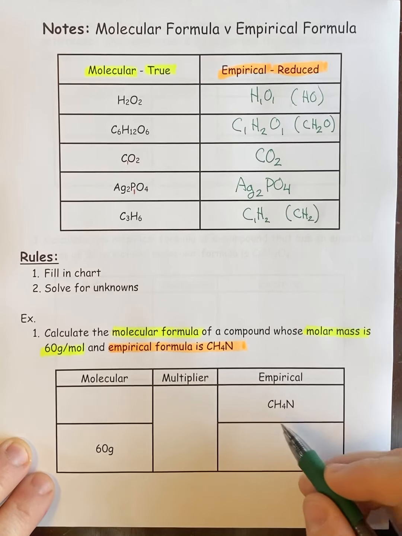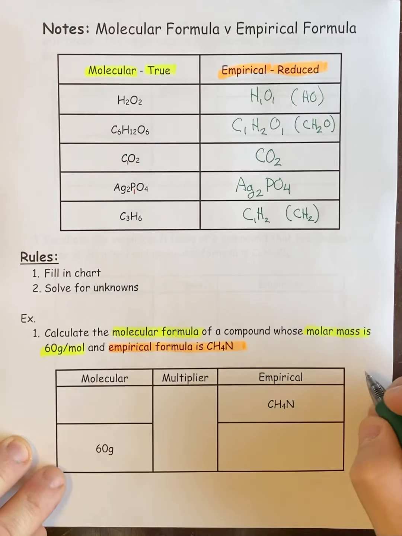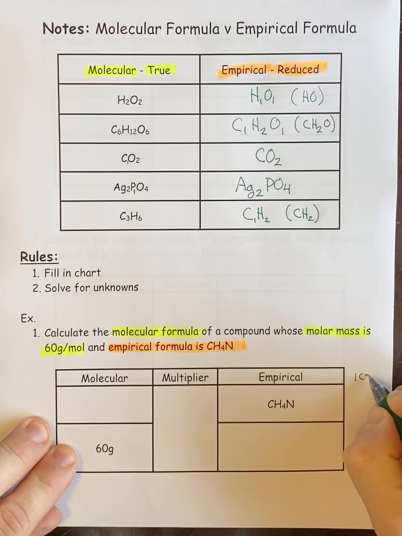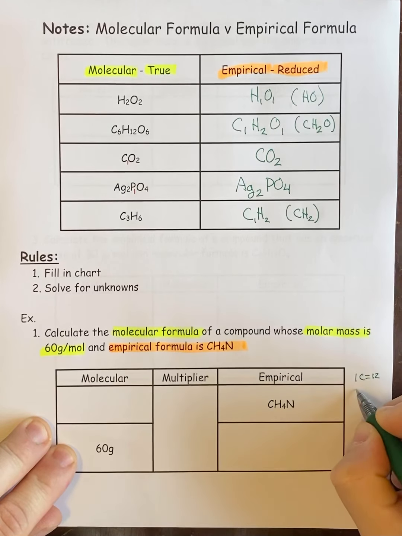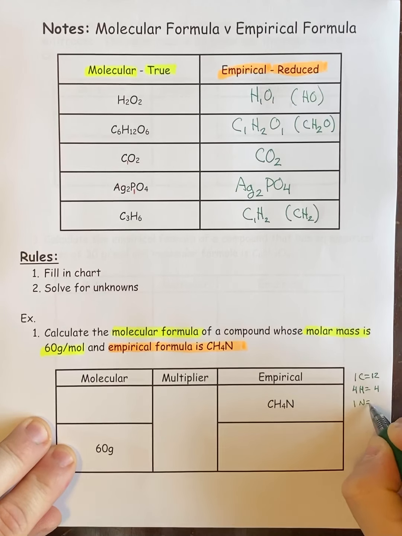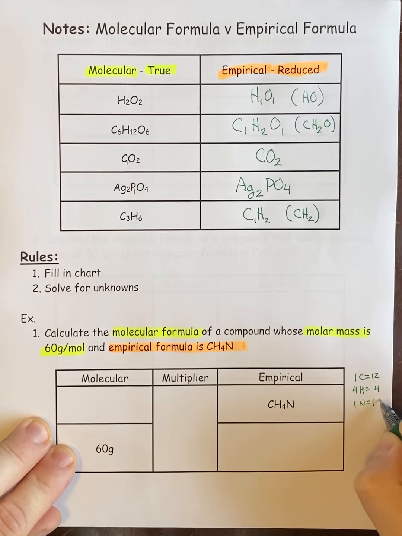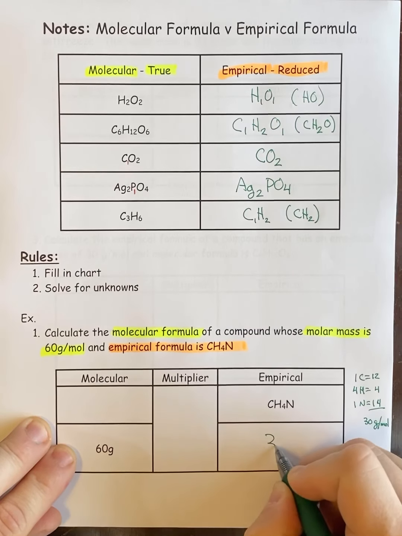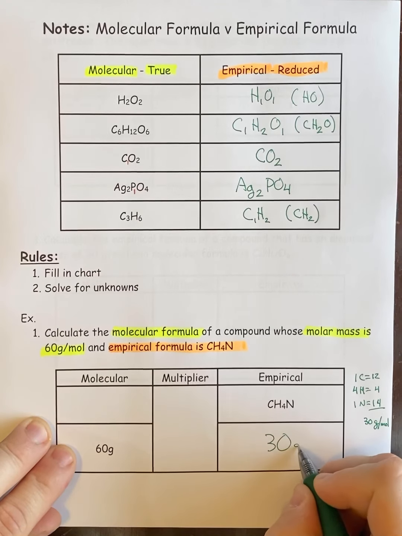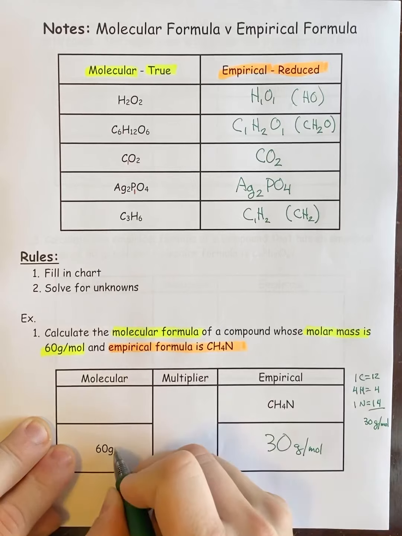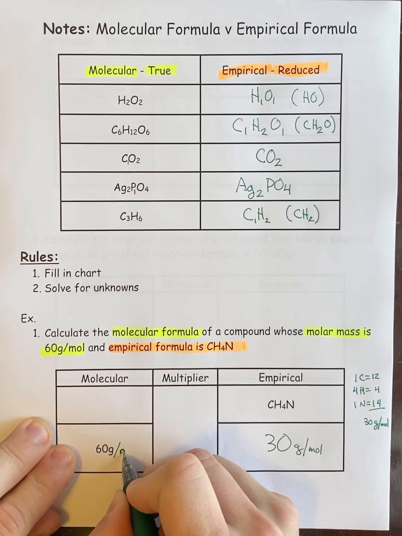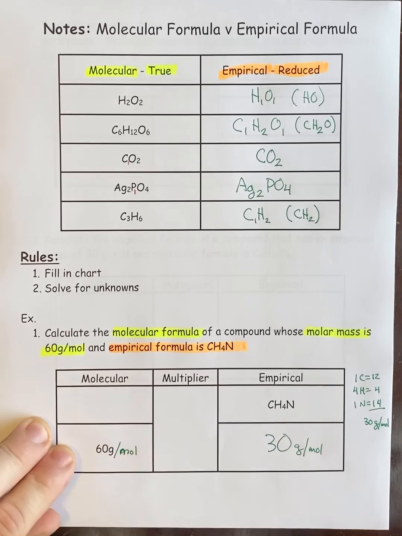Find the GFM for this empirical formula. Literally do it off to the side. 1 C is 12, 4 H's is 4, 1 N is 14. Add it all up and you get 30 grams per mole. So I'm just going to put a 30 there. The units are grams per mole in both cases. Then you figure out the multiplier.